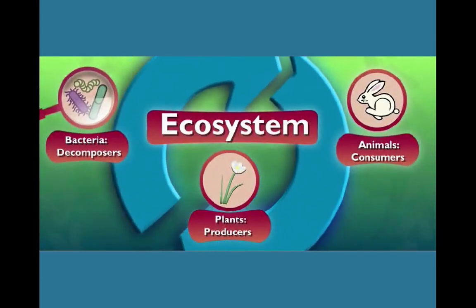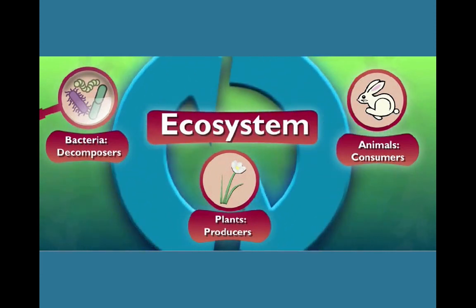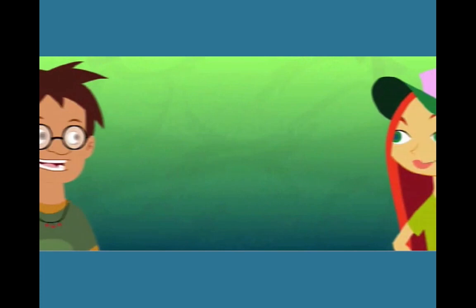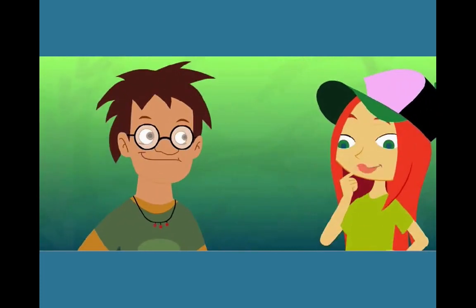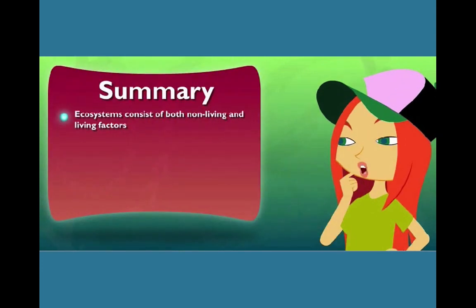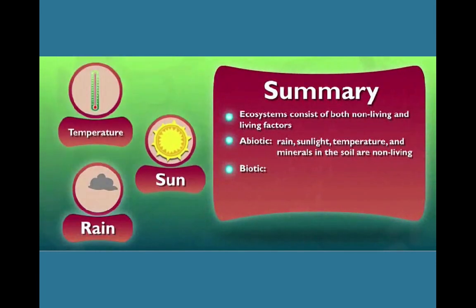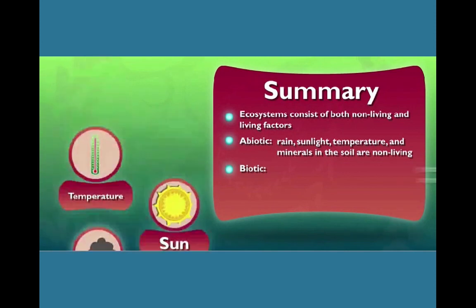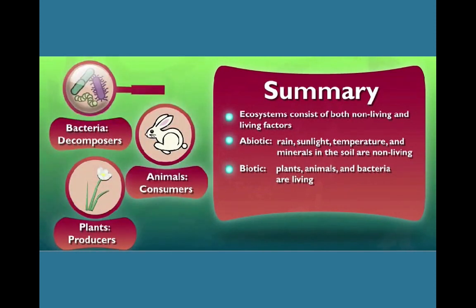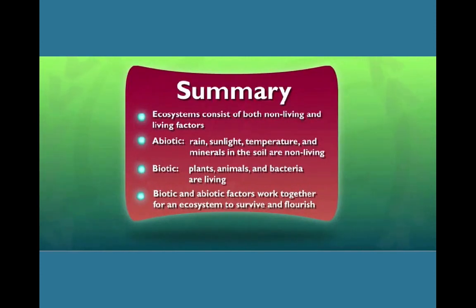Now do you understand why the rain is so important? Yeah. Without rain, plants couldn't survive in this ecosystem. See, the rain ain't so bad after all. But I'm still hating on it, abiotic factor or not. Well, I guess the ecosystem is sort of a symphony of parts, abiotic and biotic. Rain, sunlight, and temperature are all abiotic, or non-living factors that help an ecosystem survive. Plants, animals, and bacteria are all living, or biotic factors. Biotic and abiotic factors work together for an ecosystem to survive and flourish.